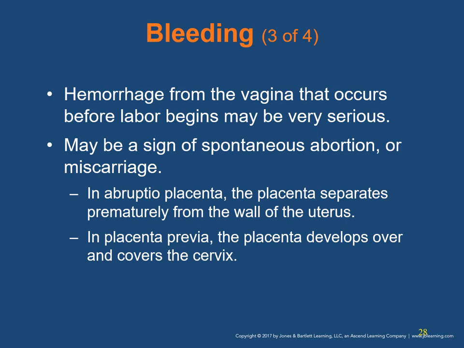In the late stages of pregnancy, vaginal hemorrhage may indicate a serious condition involving the placenta. In abruptio placenta, the placenta separates prematurely from the wall of the uterus, most commonly caused by hypertension or trauma. The patient often reports severe pain, but vaginal bleeding may not be heavy. In placenta previa, the placenta drops over and covers the cervix. The patient may experience heavy vaginal bleeding without significant pain.